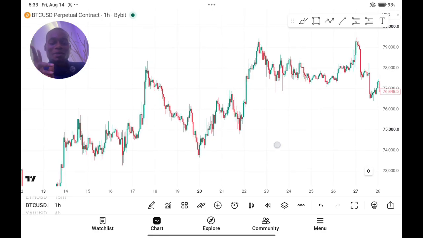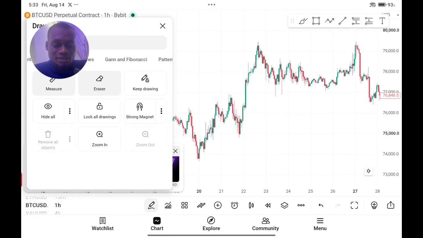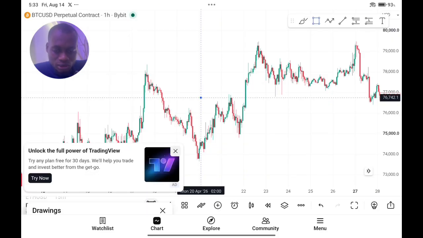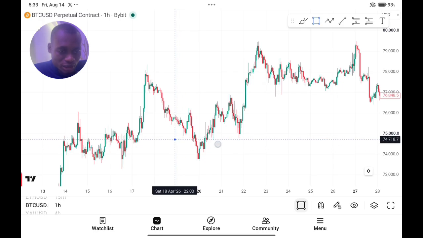Alright guys, I'm going to talk about the second thing. The second one is liquidity, how to identify liquidity in the market. So on this 1 hour time frame, still on the same chart, I'm going to be drawing out my order block.